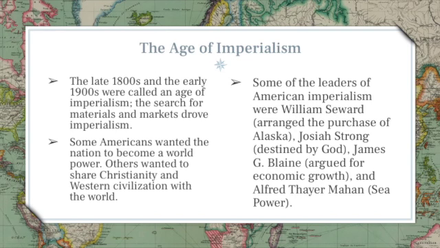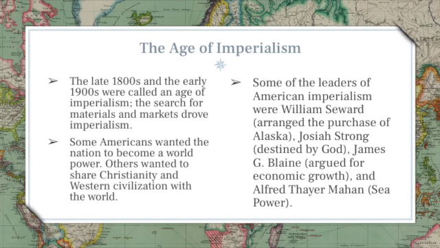Josiah Strong is another one you want to know. He is kind of a manifest destiny guy. He believed that we were destined by God to expand both within the United States, within the continent itself, and then beyond the continent. That God wanted the U.S. to do this. James G. Blaine argued that it was important for economic growth, that getting access to those resources and then having places to trade was going to be good for the American economy.